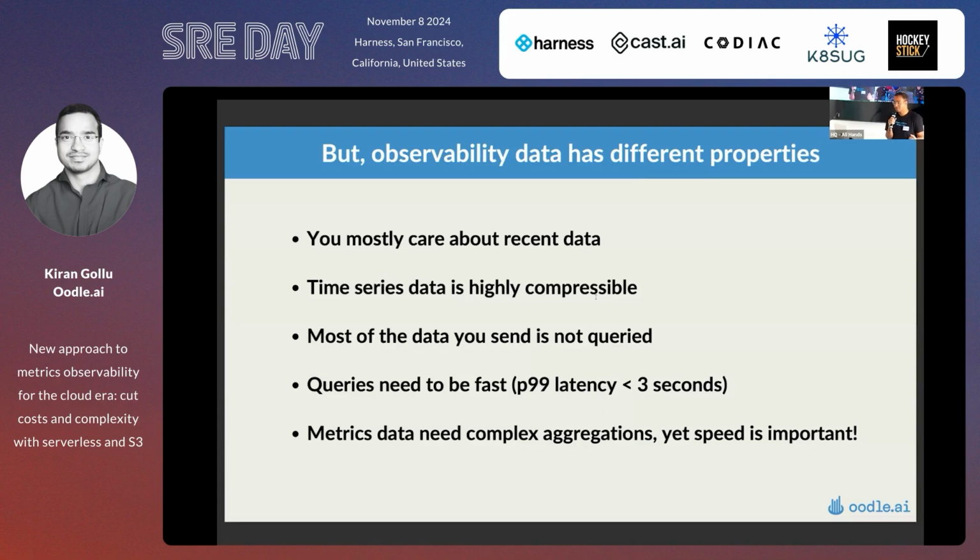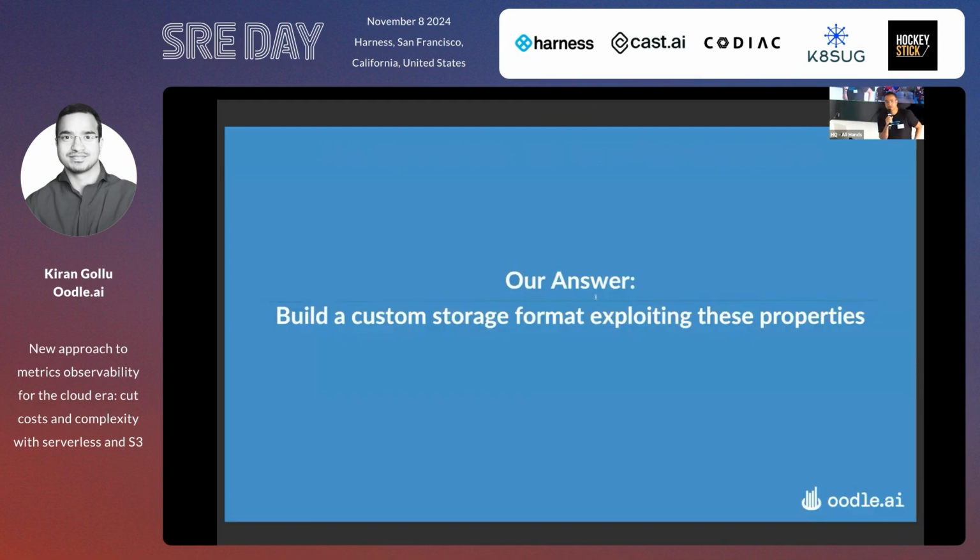You mostly care about recent data. Time series data is highly compressible compared to your analytical workloads. And most of the data that you send is not being queried. And the queries need to be really fast in real time, unlike analytical queries. And metrics data also has complex aggregations, yet the speed is very important. What's our answer to this?